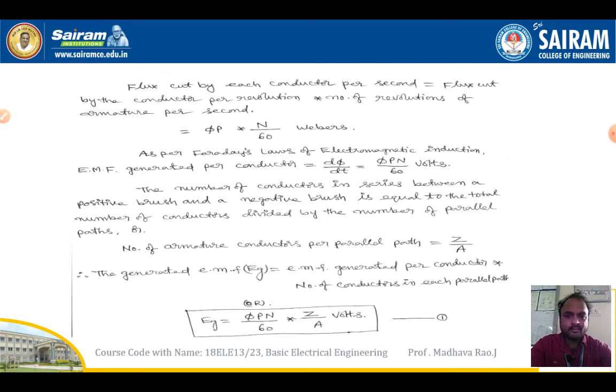There are a number of conductors in a DC generator, connected in series between the positive brush and negative brush. The EMF is determined by the total number of conductors divided by the number of parallel paths. So, the number of armature conductors per parallel path is equal to Z by A. Now, finally, the total EMF generated in the DC generator, that is the generated EMF Eg, is equal to EMF generated per conductor into number of conductors in each parallel path. Eg is equal to ΦPN by 60 into Z by A volts. So, this is the EMF equation of DC generator.